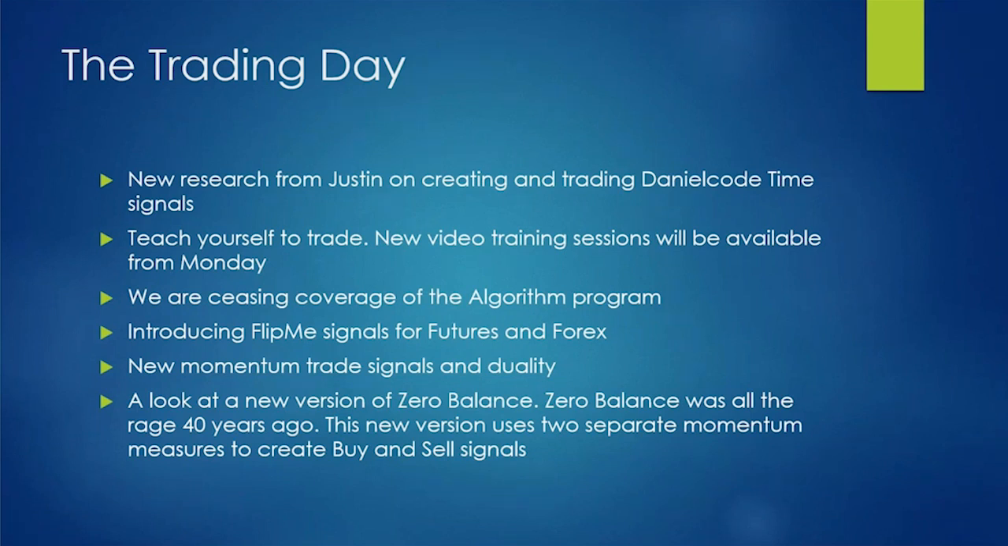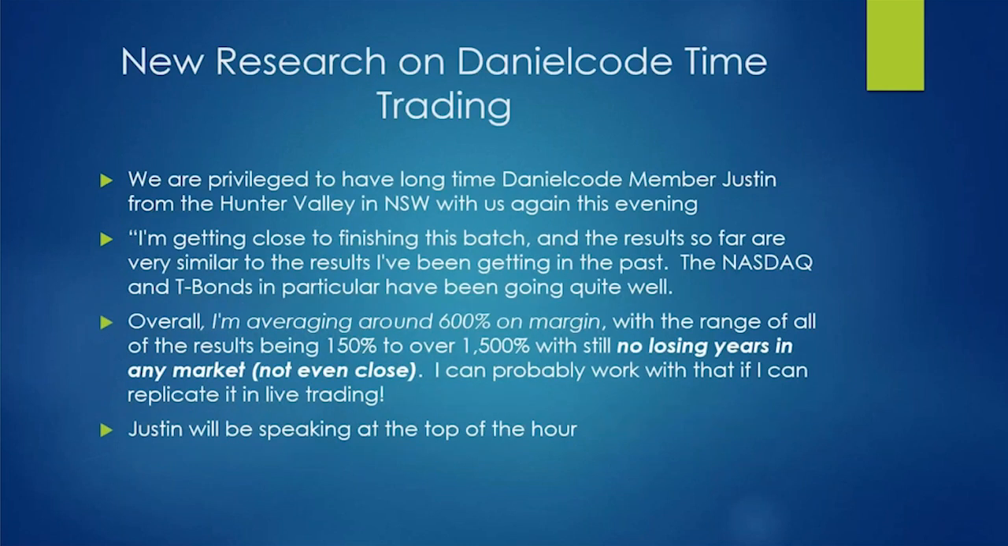A lot of big institutional traders will use a version of zero balance to determine their get out or failure point. This new version that I've created uses two separate momentum measures, and it actually creates buy and sell signals. To my eye, they come a little bit late. They're nothing like as fast as we could have with our Danielcode time signal. That's a fact. But they may be really, really useful as a tool to look at opportune times to hold on to your trades a bit longer.